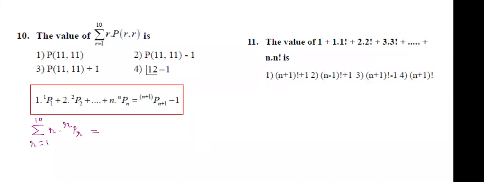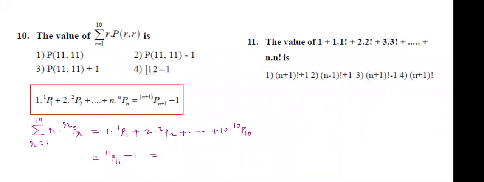Now substitute the values. What we get? Substitute 1: 1 into 1P1 plus 2 into 2P2 and so on. Finally, what is the last term? 10 into 10P10. By observing the formula, what can we write as the answer? n plus 1, here n value is 10, 10 plus 1, 11. 11P11 minus 1. This is the answer.